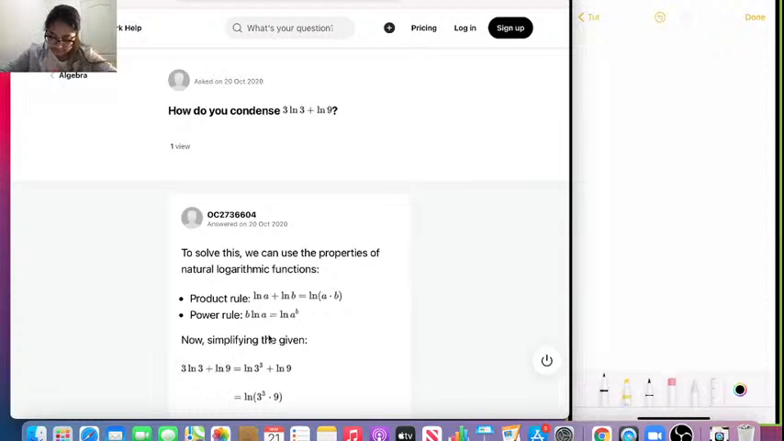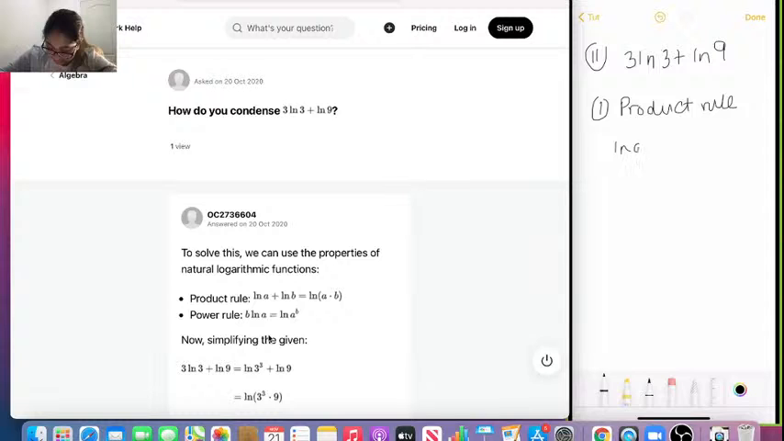So our next question says, how do you condense 3 ln 3 plus ln of 9? What they mean by condense is basically they want us to get the answer of this. So condensing means what does this equal? In order to solve this, we recall the properties of logarithm functions. Number one, the product rule, which is ln of a, not ln base a, plus ln b, is basically ln of a times b.